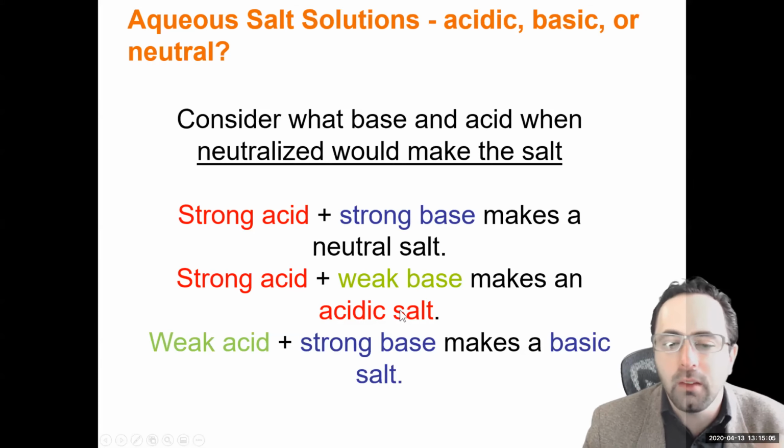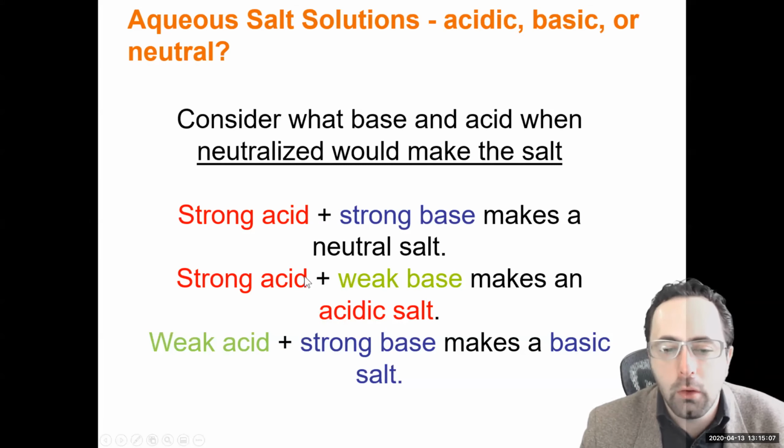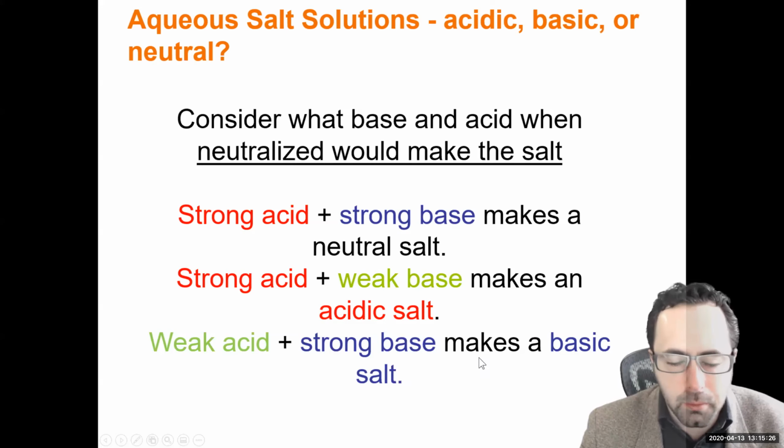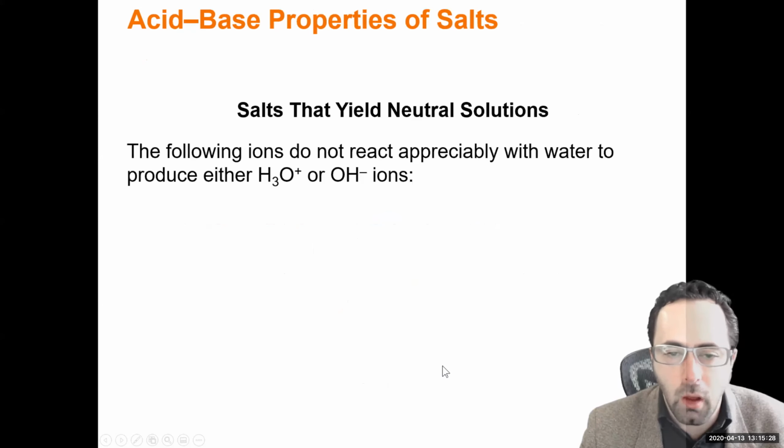If you have a salt that could be made from the neutralization of a strong acid and a weak base, that salt would be an acidic salt. It would make an acidic solution. I'll show you some examples too. If you had a salt that could be made from the neutralization of a weak acid and a strong base, this would make a basic salt. And for reasons we'll talk about, let's look at some examples here.